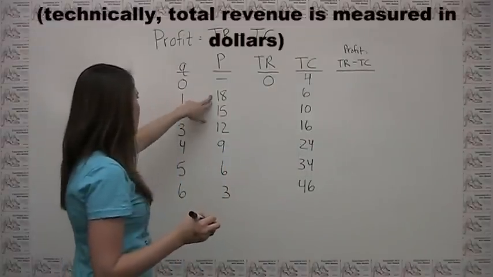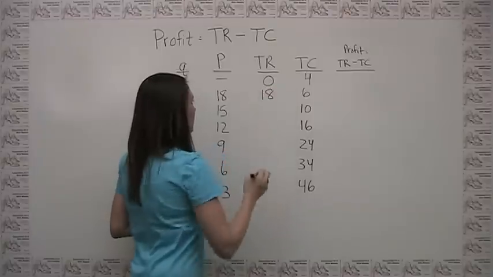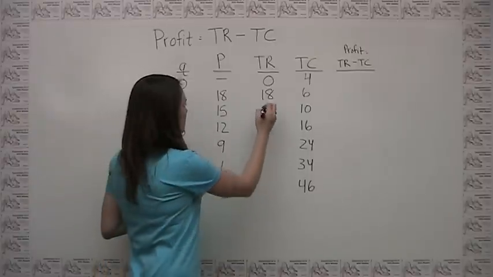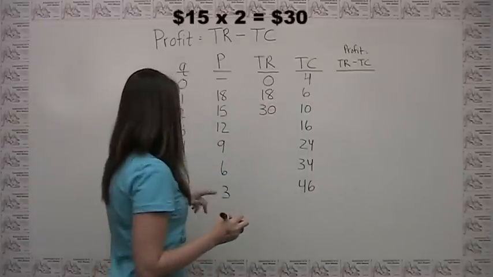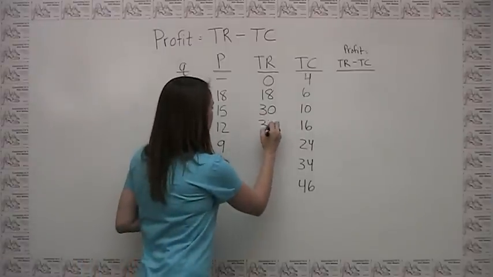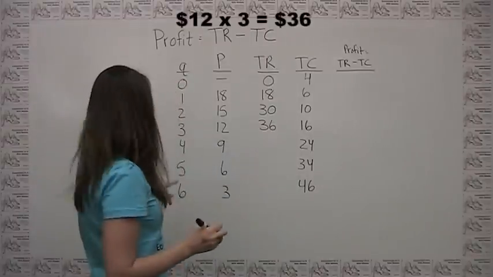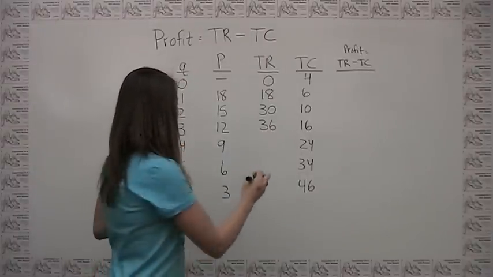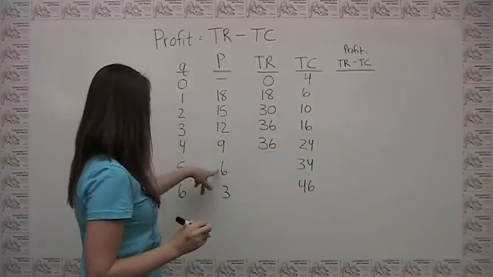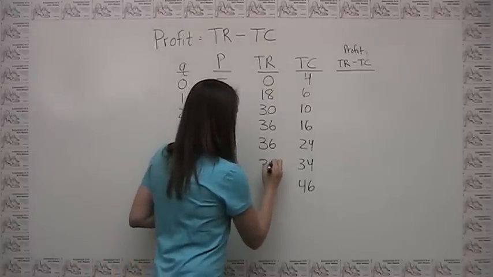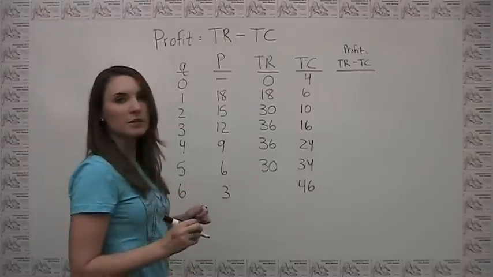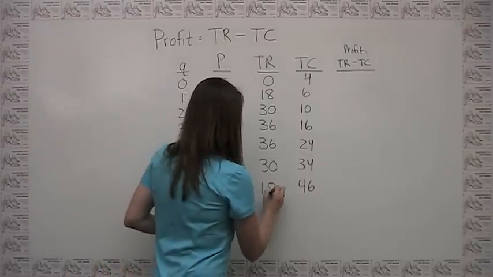Selling 1 unit at $18 gets you $18 in revenue. Selling 2 units at $15 each gets you $30 in revenue. Selling 3 units at $12 each gets you $36 in revenue. Selling 4 units at $9 each also gets you $36 in revenue. Selling 5 units at $6 each gets you $30 in revenue. And selling 6 units at $3 each gets you $18 in revenue.